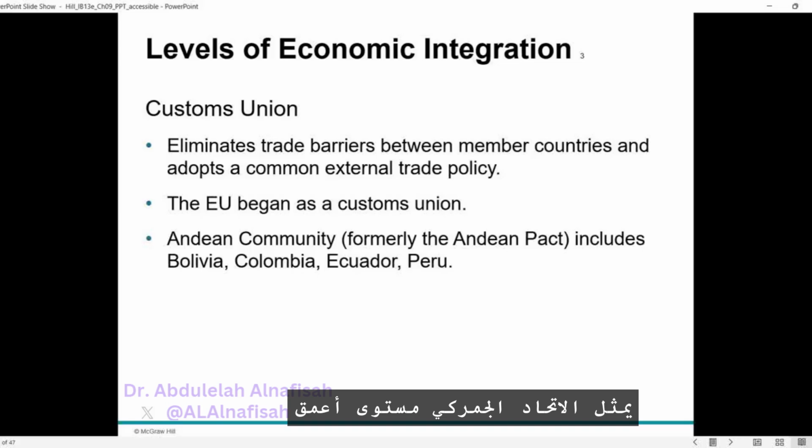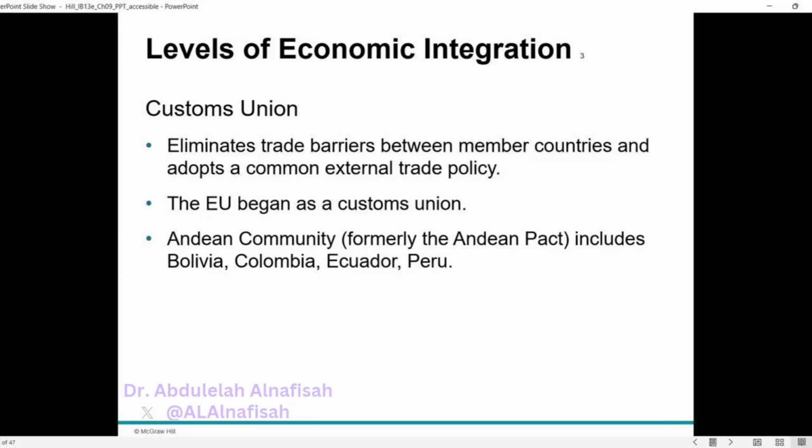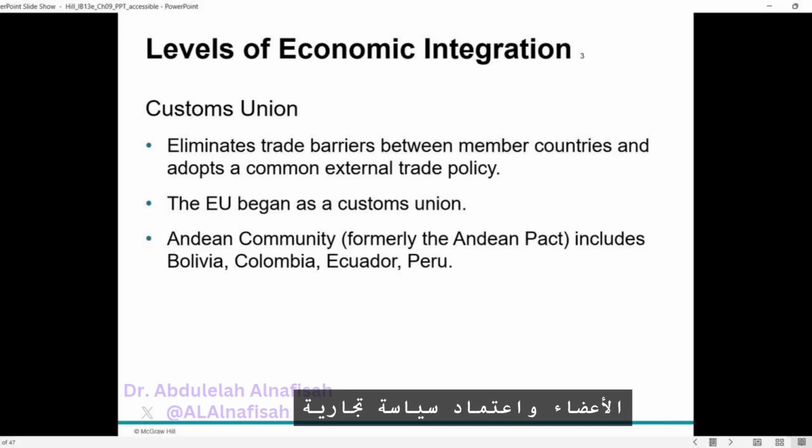A customs union represents a deeper level of economic integration than a free trade area by removing trade barriers among member countries and adopting a shared external trade policy. This unified external policy requires administrative systems to manage relations with non-members. Countries that form customs unions often aim for further economic integration in the future.